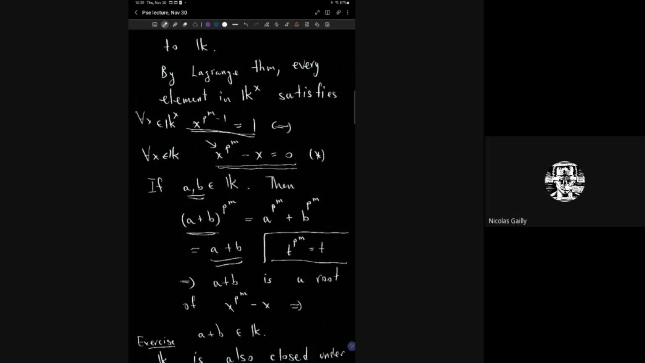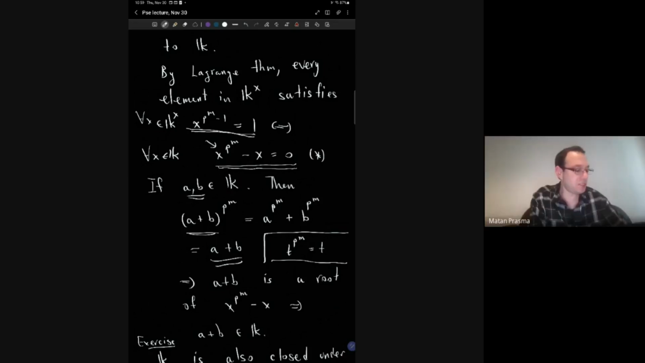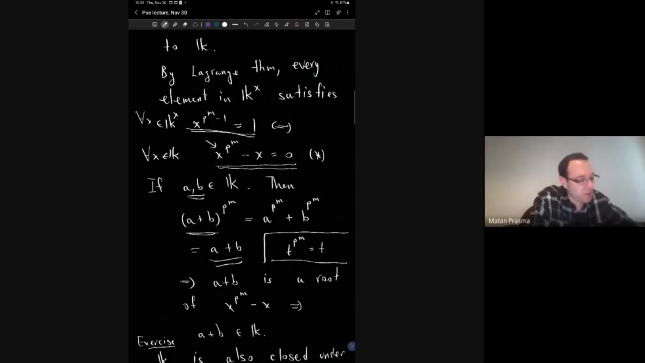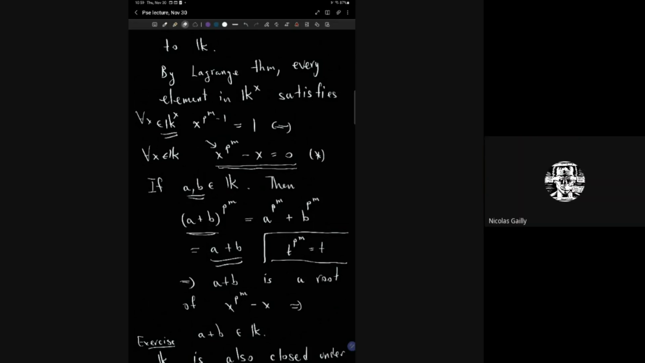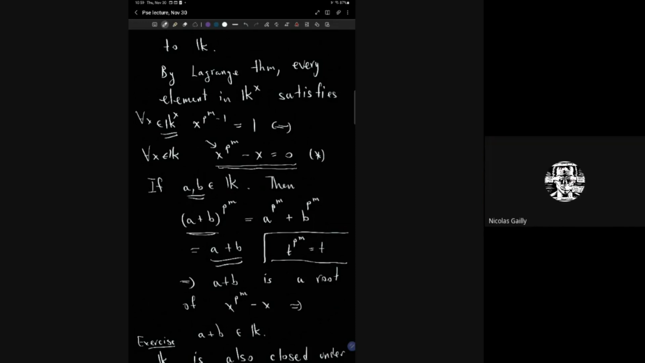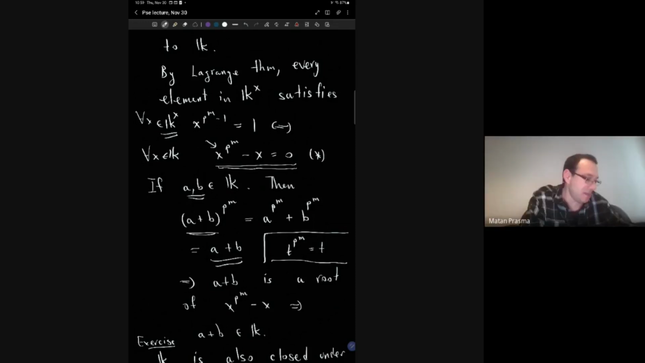Okay. I'm not sure I follow the step from this one to x^(p^m) minus x equals 0. Well, just multiply by x. Okay, right. It does work here. So any element in K star satisfies x^(p^m minus 1) equals 1. Makes sense. And now it means that every element in K satisfies x^(p^m) minus x equals 0.